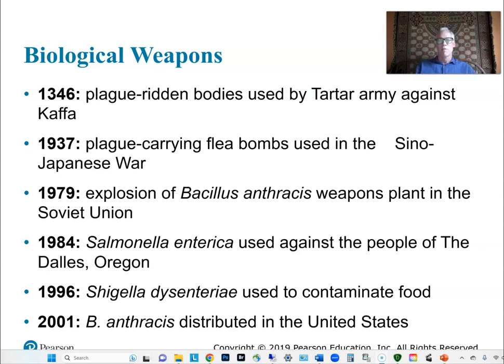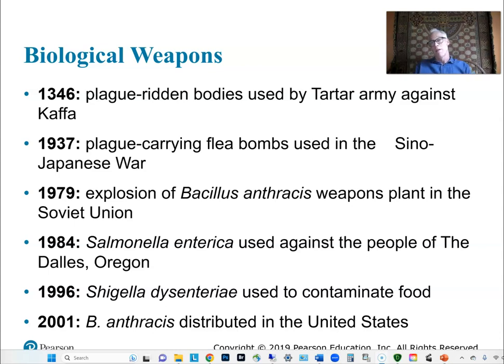1984, Salmonella enterica was used against the people of a particular town in Oregon. A vindictive person in a workplace who was angry with her co-workers brought in some delectable sweet muffins and laced them with Salmonella enterica to punish them. 1996, Shigella dysentery used to contaminate food. 2001, Bacillus anthracis distributed in the United States through the postal system to various Congress people.